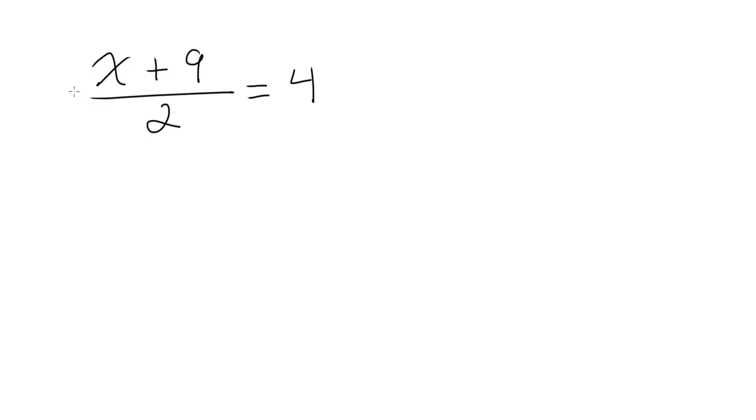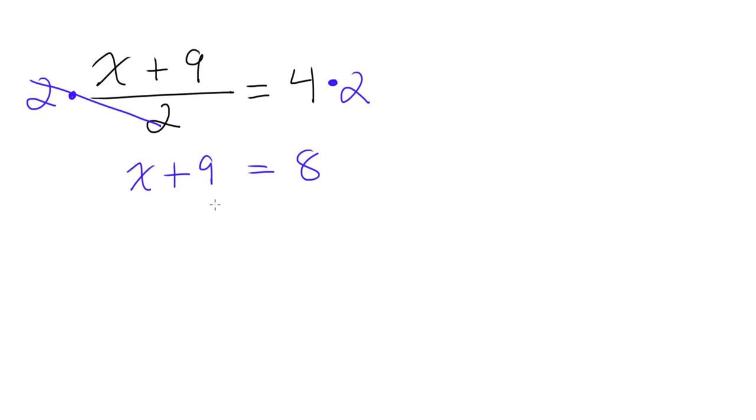So how do we undo division by 2? We multiply. So in this case, we actually have to multiply first. So we're going to multiply both sides by 2. This cancels out. On the left now, I have x plus 9. And on the right, 4 times 2 is 8. And now that we multiplied by 2, we have released x plus 9 from the fraction, and now we can take care of this plus 9.